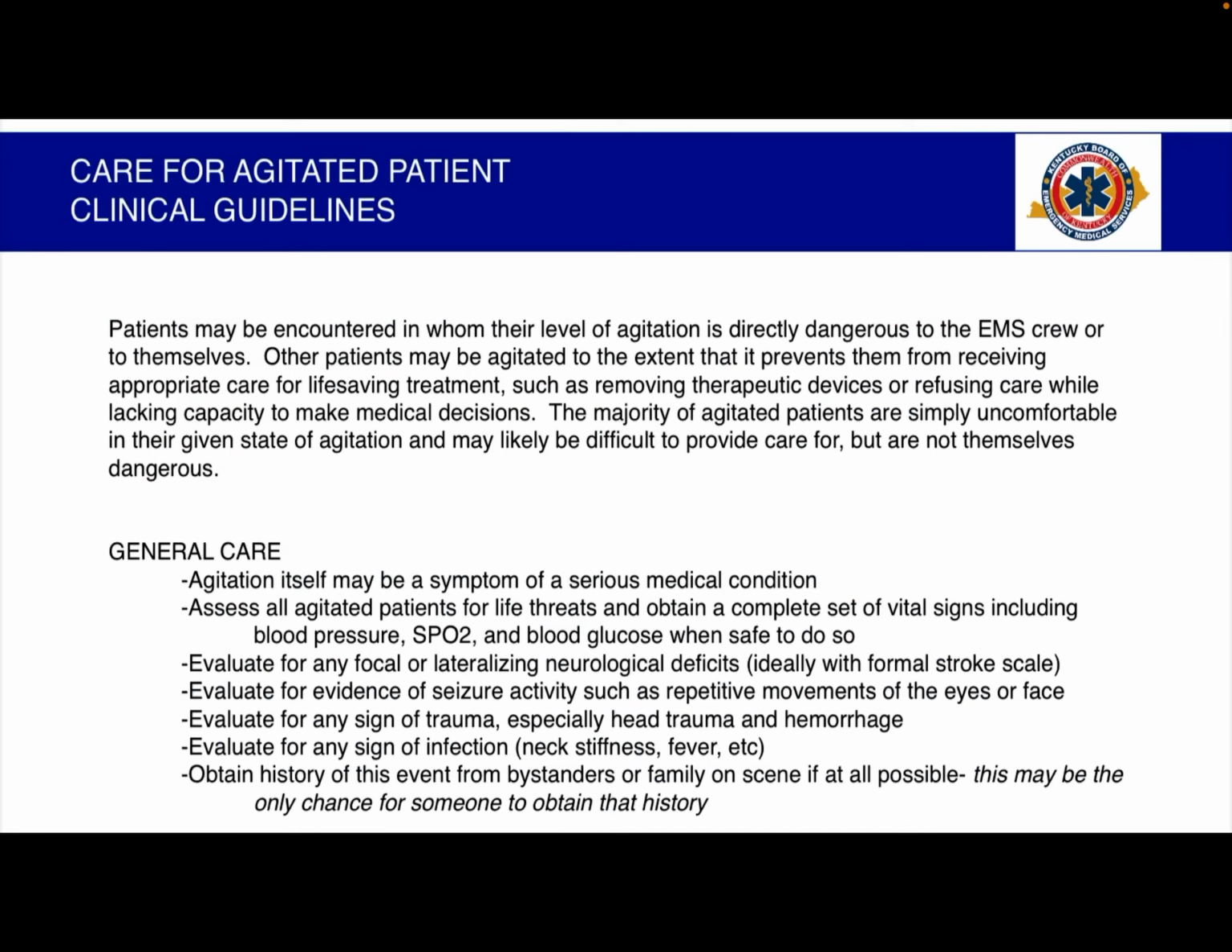The next part of this protocol is extremely important. You need to make sure you obtain a history of the event from bystanders or family on scene if possible. This could be the only opportunity that anybody with a medical background gets to obtain that history. Sometimes these events happen in public and it's just some bystanders who don't know the person, so they probably won't follow them up to the hospital, honestly. And oftentimes the family don't follow them to the hospital either, because it's also frustrating for them. So just make sure you get a good history from any bystanders or family that may be present on the scene.